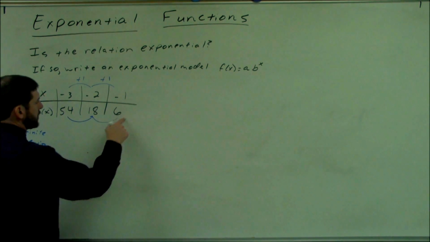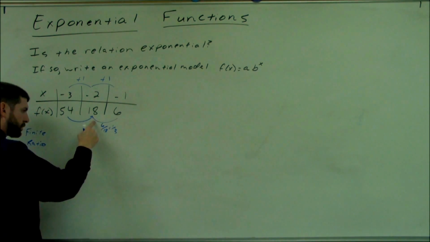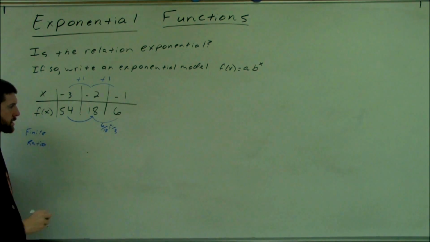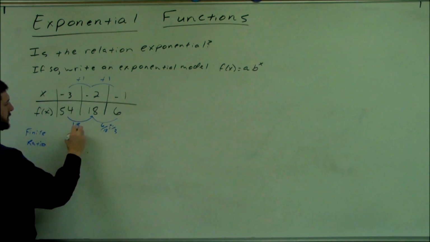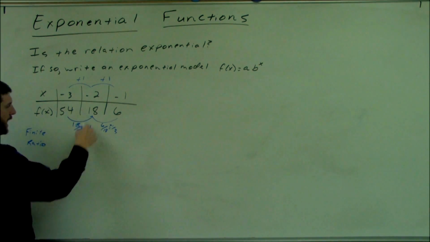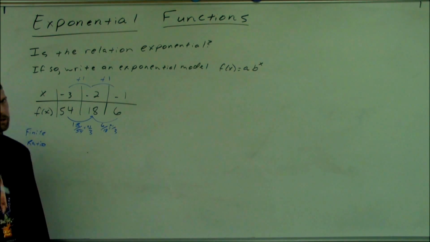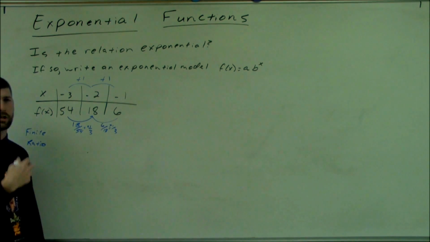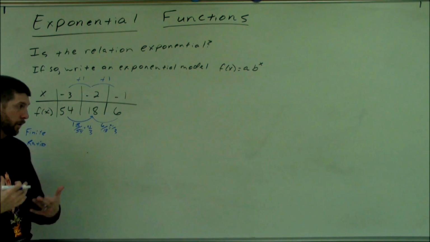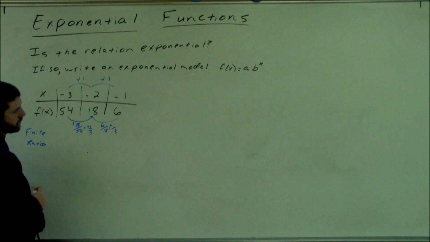So we just set it up. 6 divided by 18 is 1/3. We're multiplying 18 by 1/3 to get the 6. Same thing here. 18 divided by 54 is 1/3. We are multiplying 54 by 1/3 to get 18. We always want to think of it as a multiplication problem, not a division problem. That's going to help us out a lot when we get to our geometric sequences and series later on in the course. But for now, we really want to think of it because that's what exponentiation is, multiplying by the same value every single time.